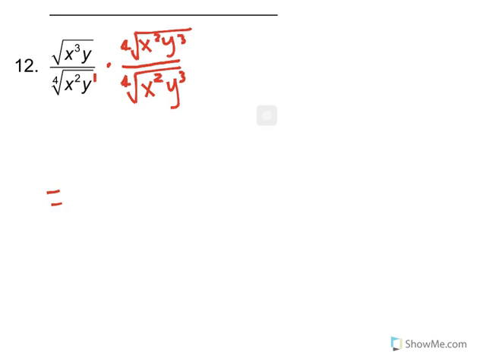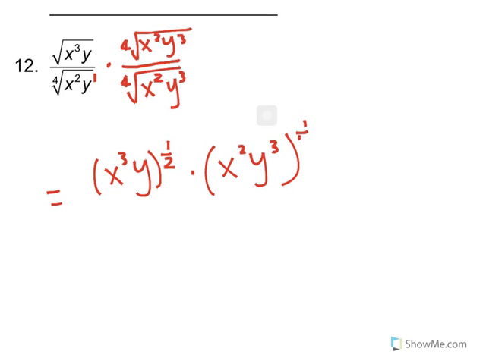On top, unfortunately, we have a square root, so we cannot combine that with the fourth root. So we're going to just rewrite that as x cubed y to the 1/2 power, because that is what a square root is. And again, we're going to rewrite the right hand side, x squared y to the 3rd with a 1/4 power, because that's what a fourth root is.